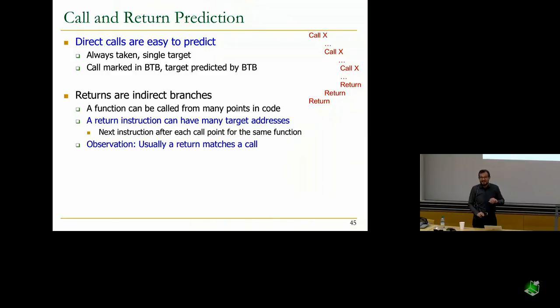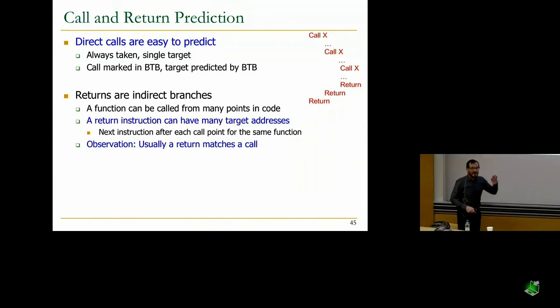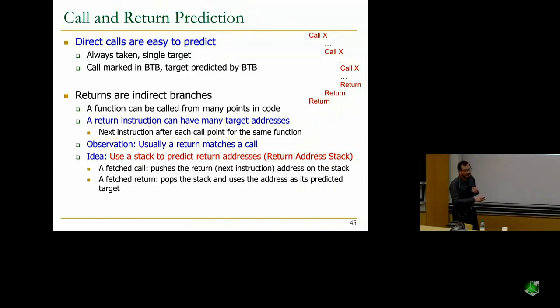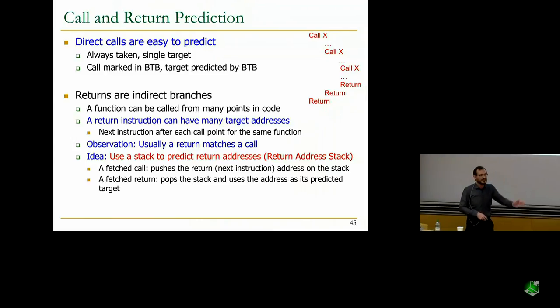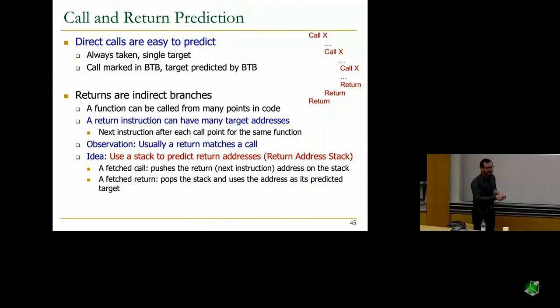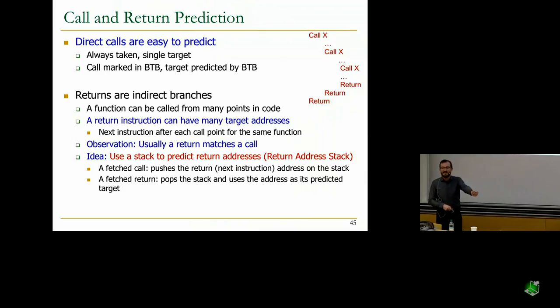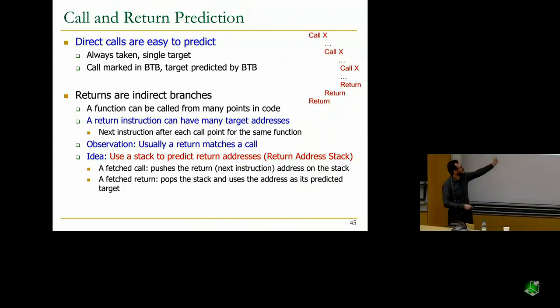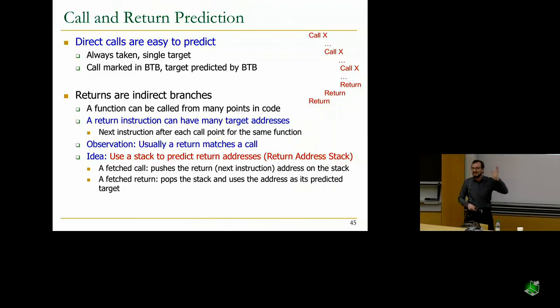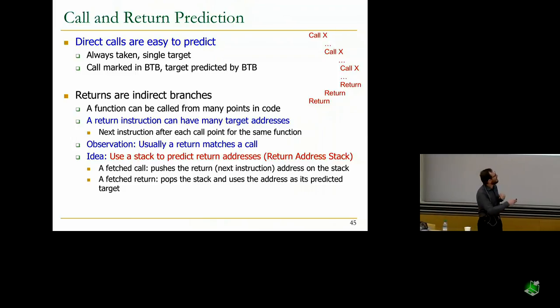The observation is that if you program nicely, you have a corresponding return for each call, right? As a result, in the hardware, you can use a stack to predict the return addresses. Whenever you fetch a call instruction, you push the return address on the stack. Whenever you fetch another call instruction, you push the return address on the stack. You keep doing this. And then whenever you see a return, you take the return address on the top of the stack, and that's your prediction, essentially. That's the idea. So it's very simple, assuming returns match the calls. Make sense?